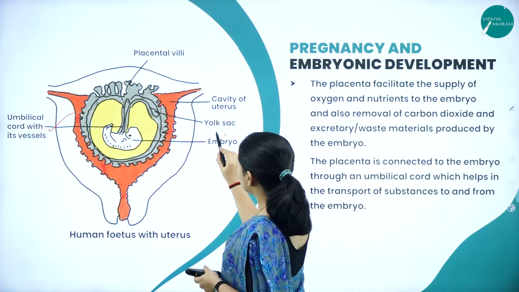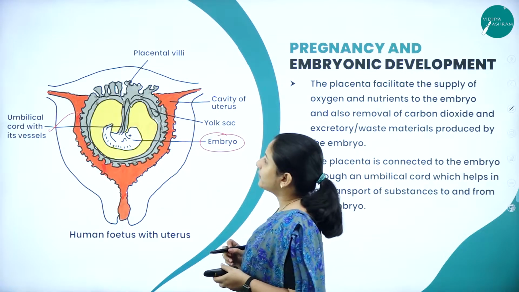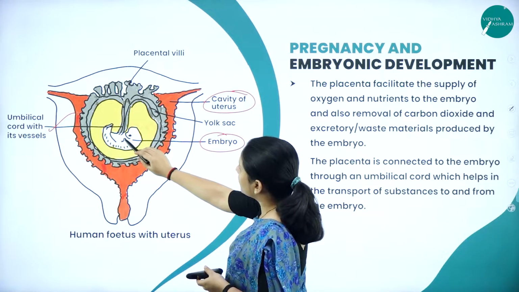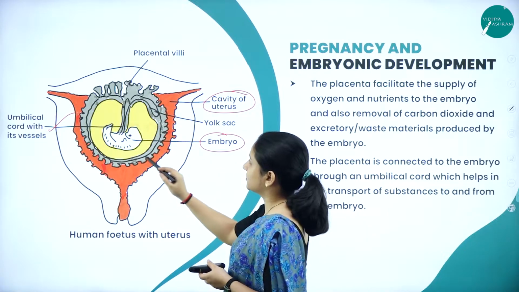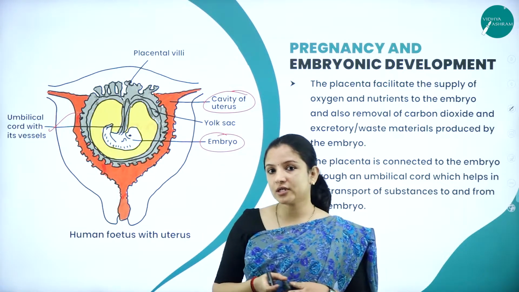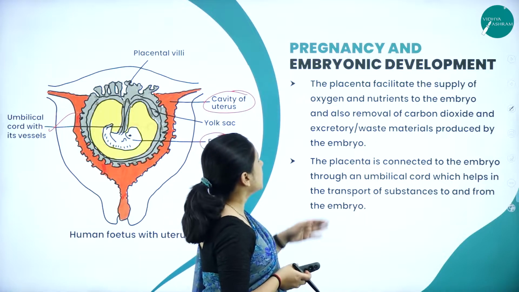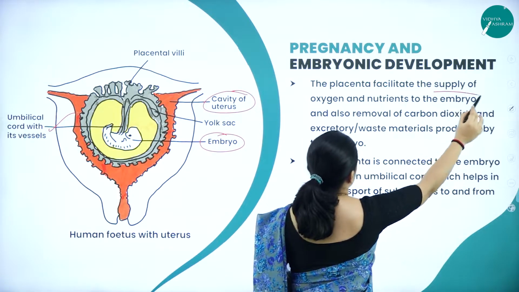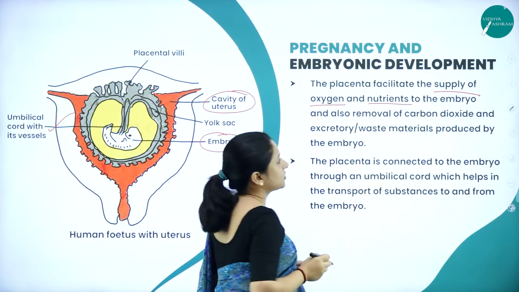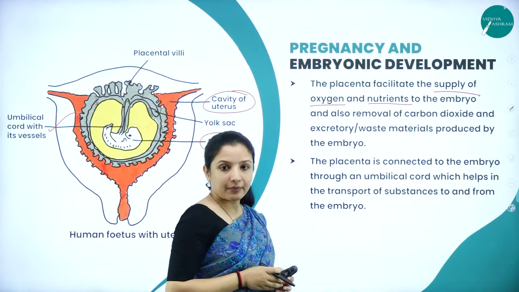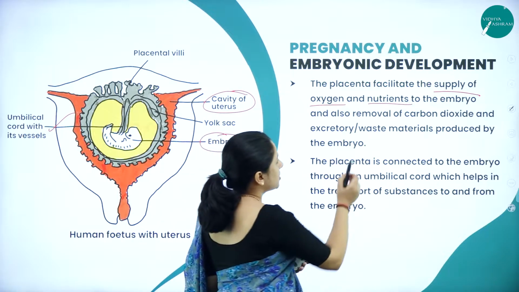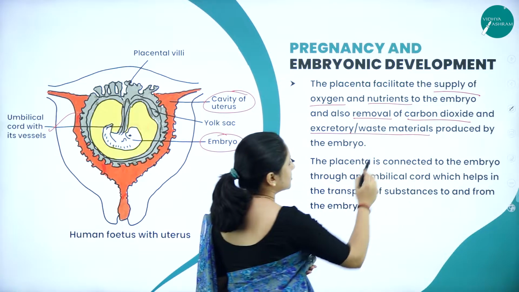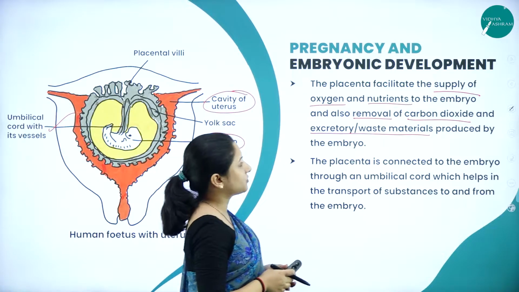You can see here the embryo that is present, and also the cavity of the uterus, and you can see the embryo surrounded by 3 layers. So, these 3 layers are very important, and I have told you their function. The placenta facilitates the supply of oxygen and nutrients to the embryo from the mother, and apart from that, it also helps in the removal of carbon dioxide and excretory waste material of the fetus that is produced by the embryo.